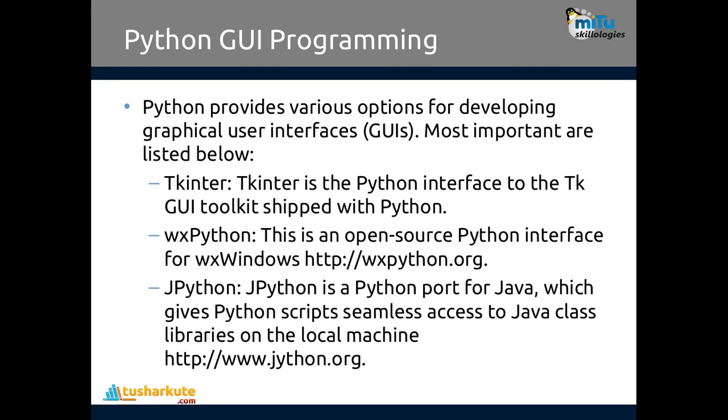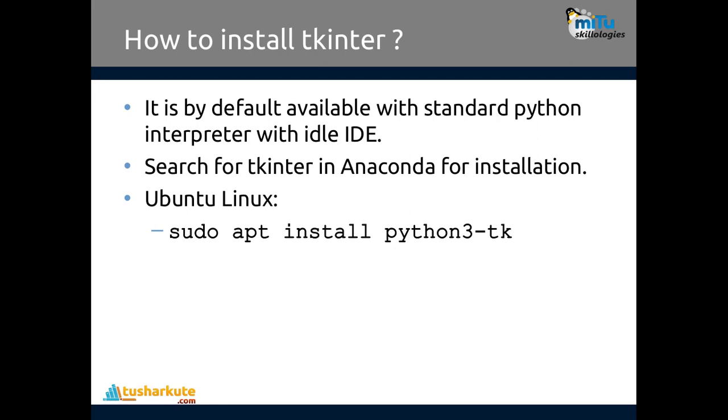In other videos I will show how to use wxPython and Jython, but Tkinter is one of the most commonly used interfaces, and that is what I am going to show in this video. How to install? It's available by default in the standard Python interpreter with the IDLE IDE, when you download it from python.org. If you want to install it in Anaconda, that is possible: you can search for Tkinter in Anaconda. If you're using Ubuntu Linux, you can install it with sudo apt install python3-tk. So this is how the setup is possible.